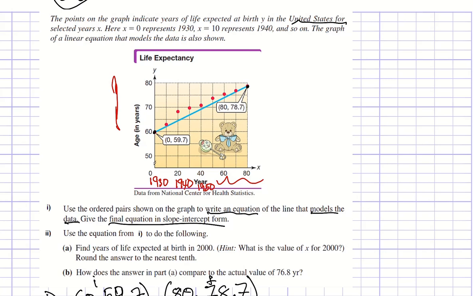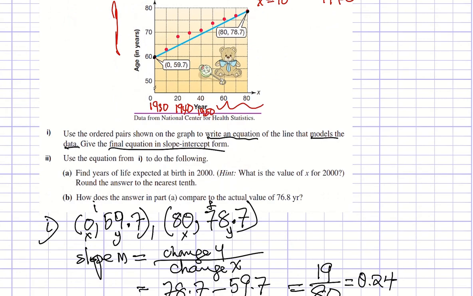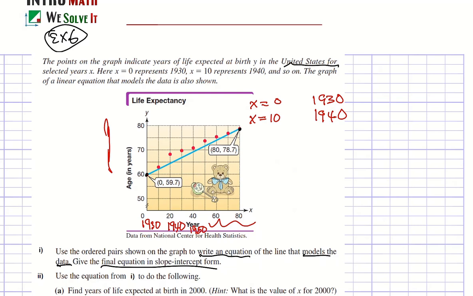Hang on a minute. I want to make sure I understand this. x equals 0 represents 1930. And then it says x equals 10 represents 1940, and so on. We gotta get this right. So if we keep going, it's increasing every 10. From here to here is 10 years, right?